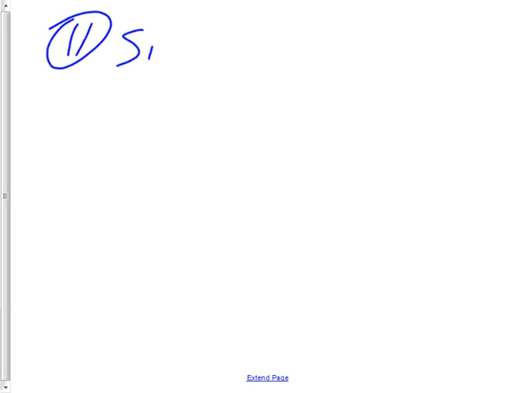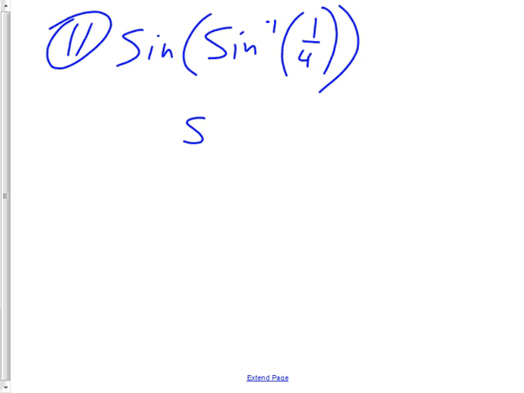Sine inverse sine of 1/4. So I'd start by being in the middle and rewriting. Sine of theta equals 1/4. Is that going to cause a problem? No. So I can do that one because the hypotenuse is the big side, and that's okay.